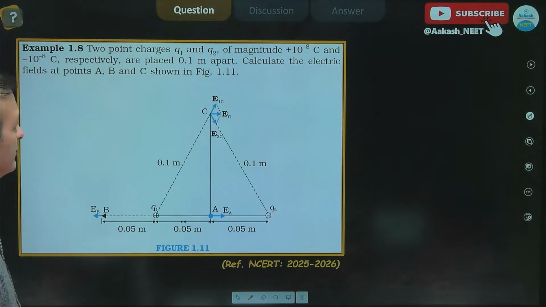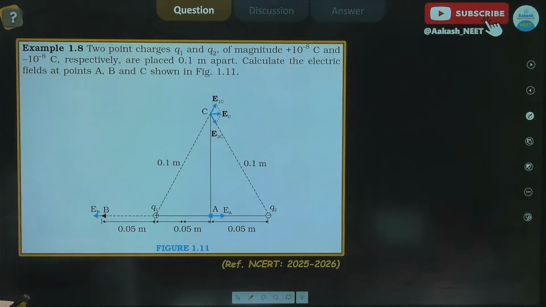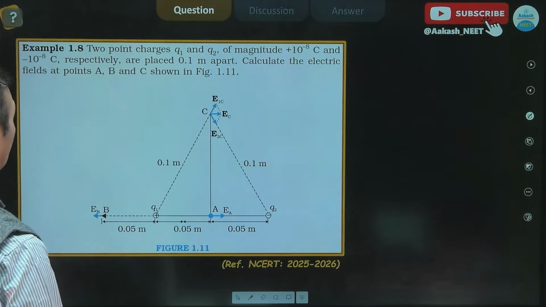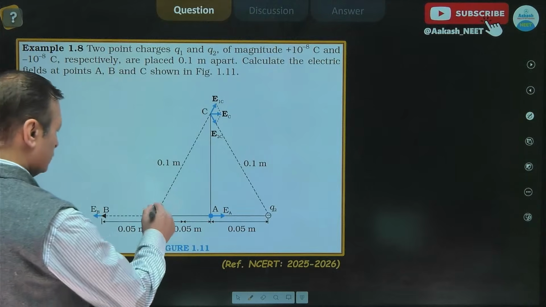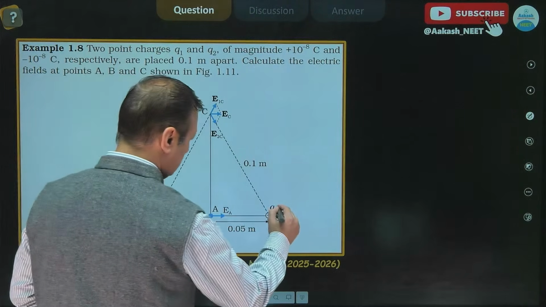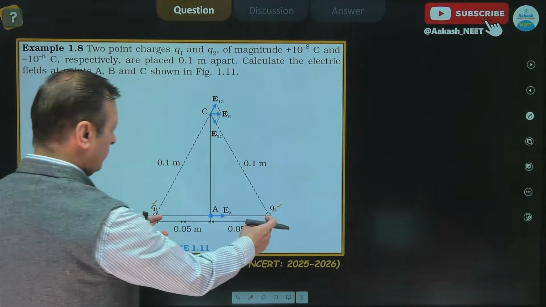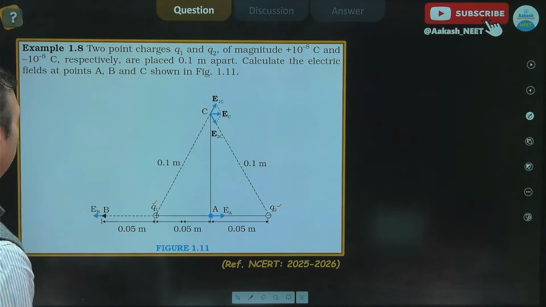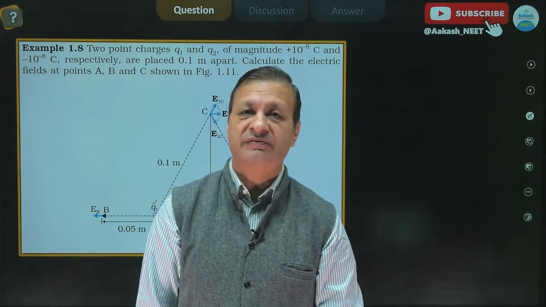Two point charges Q1 and Q2 are of magnitude 10 to the power minus 8 coulombs, that is plus, and the other charge Q2 is minus 10 into 10 to the power minus 8 coulombs respectively, placed 0.1 meter apart. So, this is Q1, this is Q2, and they are separated by 0.1 meter. Calculate the electric fields at points A, B and C shown in figure 1.11. So, now this time we have to find out electric field.